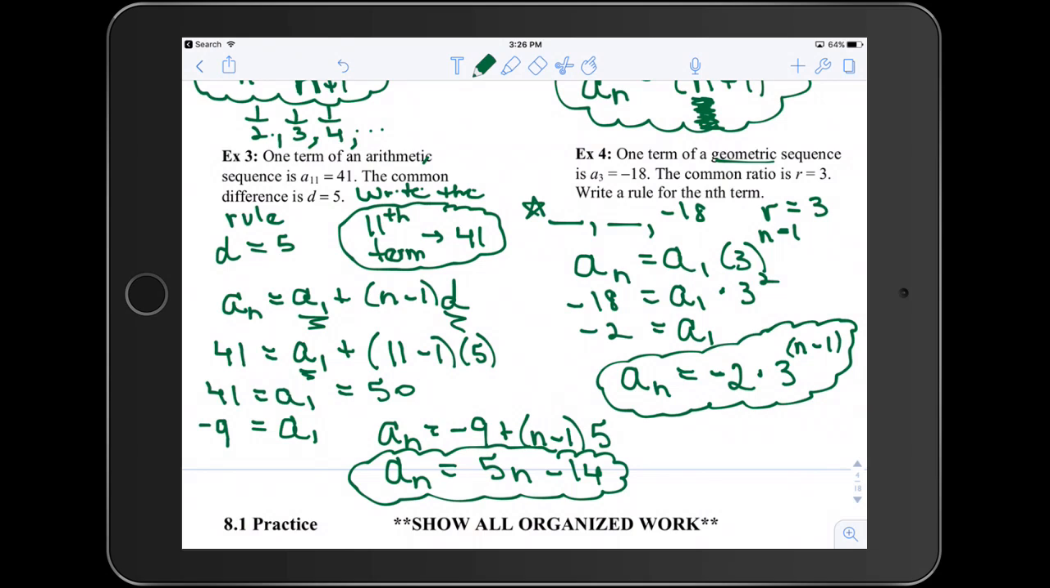Okay, so taking a step back again, you now know how to decipher between arithmetic and geometric. You know how to find the d value or the common ratio r value, and now you can come up with patterns or rules for those patterns in the sequences.